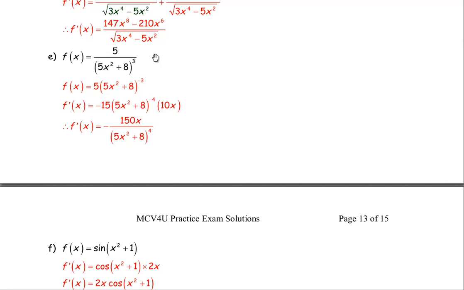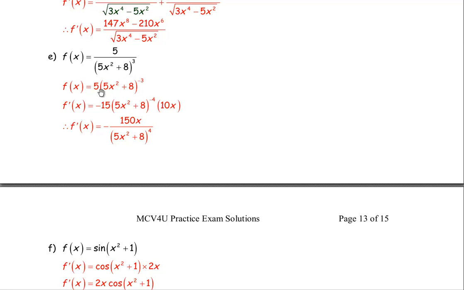E is just, we could use quotient rule here, but you can do this a little simpler because there's a constant in the numerator. You could actually bring this 5x squared plus 8 cubed up, and it would be to the power of negative 3. So we can actually just use chain rule then.